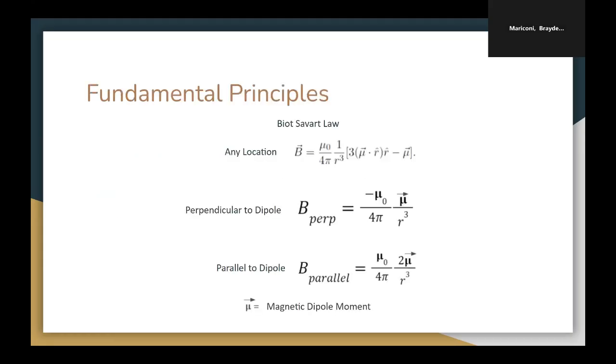This experiment is based on the Biot-Savart law, which describes how current produces magnetic fields. A bar magnet behaves like a magnetic dipole, meaning its field depends strongly on direction. Along the axis of the magnet, the field is strongest and follows a specific inverse cubic relationship, while perpendicular to the axis, the field behaves differently in both magnitude and direction. The key parameter we're solving for is the magnetic dipole moment, which characterizes the strength of the magnet.